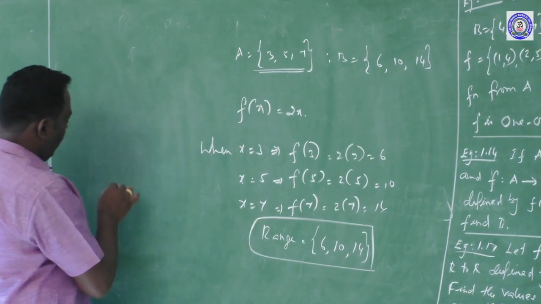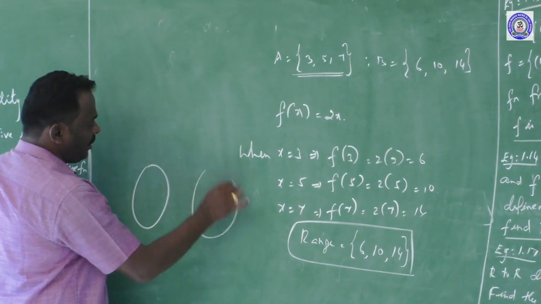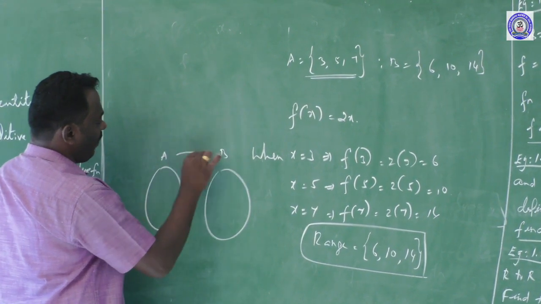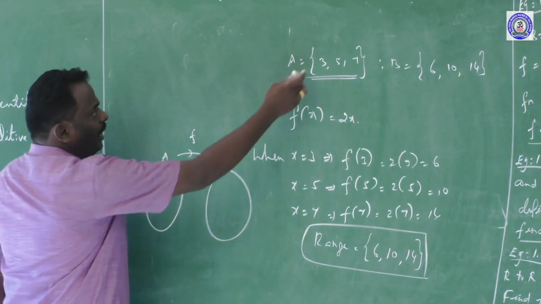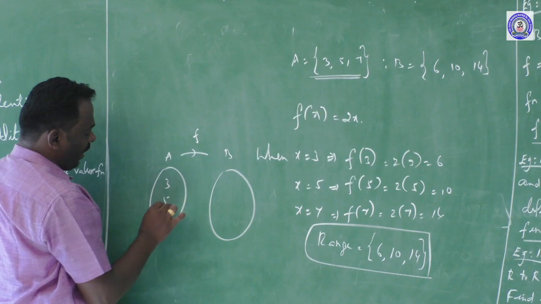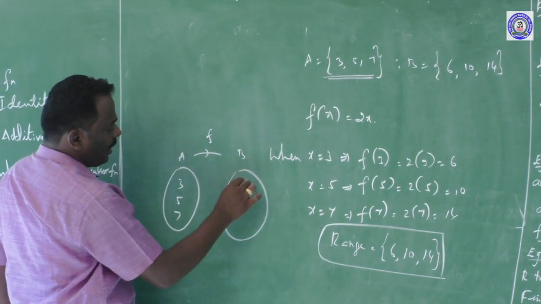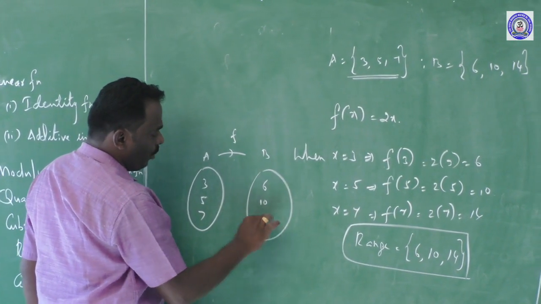Now the mapping, the arrow diagram, maps the values. Consider set A and set B, with the function f from A to B. The elements of A are 3, 5, 7. What are the elements of B? 6, 10, 14.